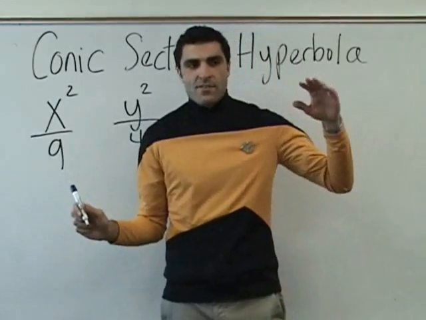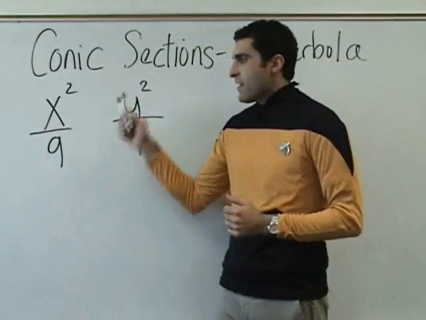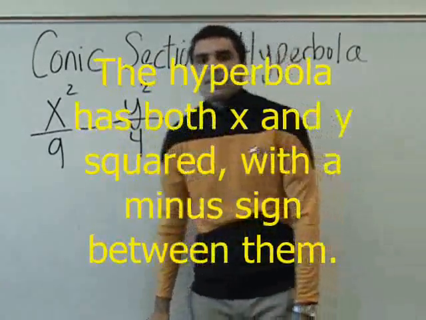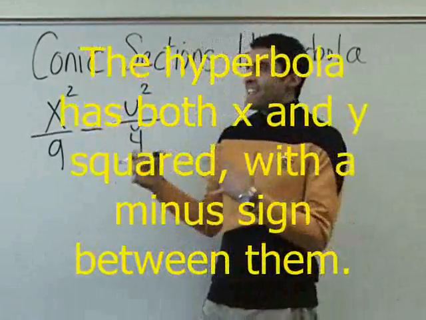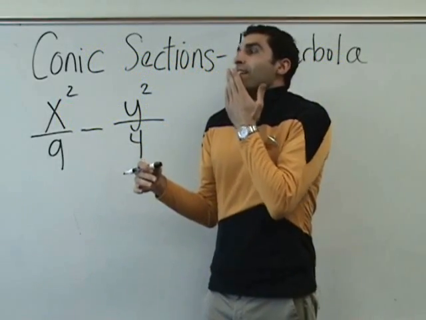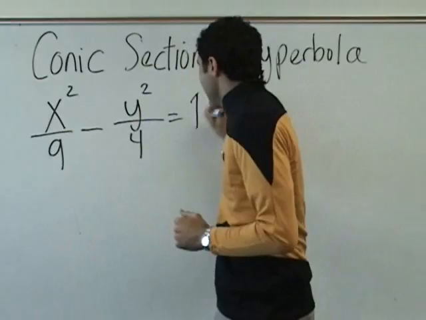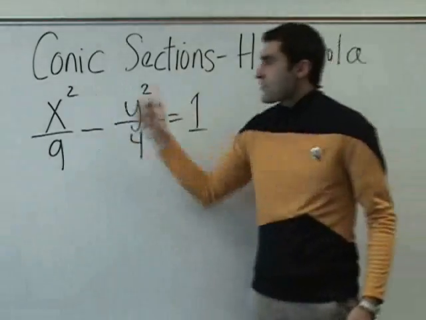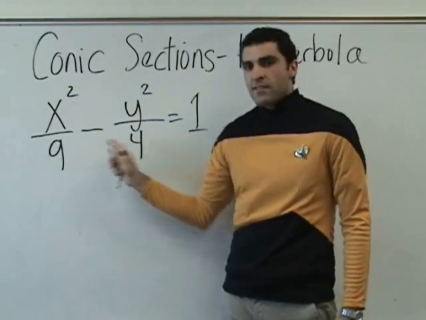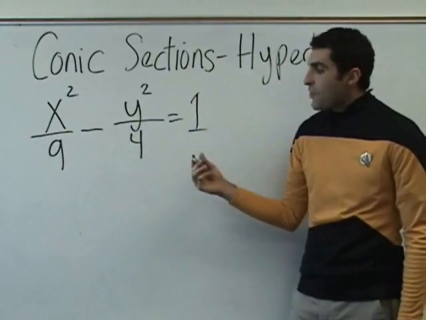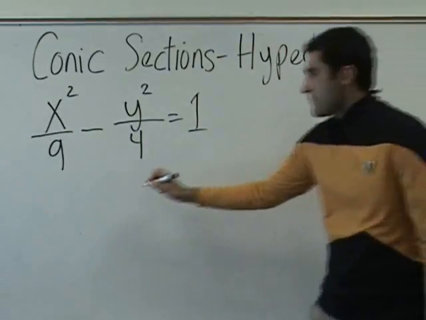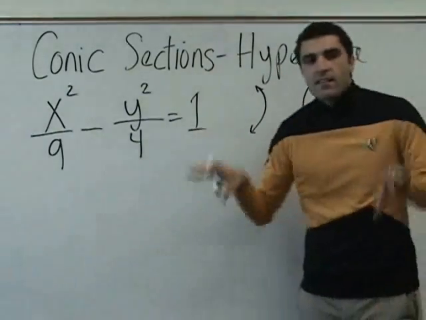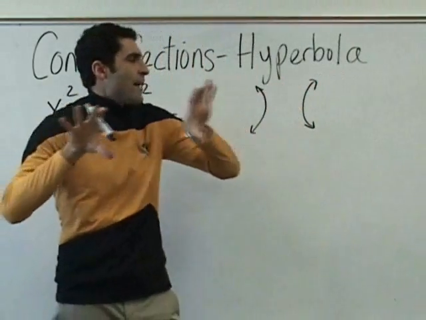Okay, so similar concepts, right? But the way to tell the difference between a hyperbola and an ellipse is that now we have a minus sign. So just by looking at it, we say, okay, this is a hyperbola. Both are squared, and we have a minus sign between, and there are little fractions underneath. So a hyperbola looks like this, kind of like two parabolas going like that.